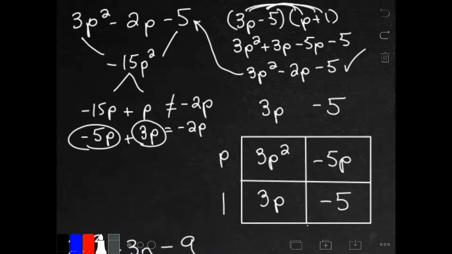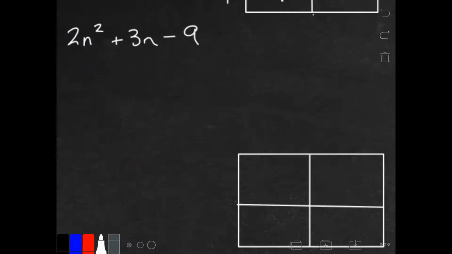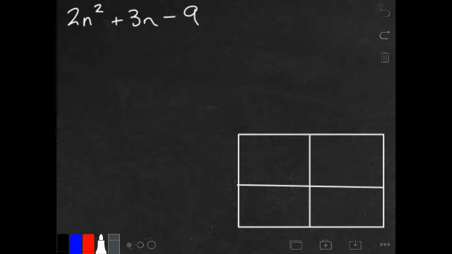So my final answer, and I'm going to rewrite it in the bottom left, is indeed 3p minus 5, p plus 1. And then we go ahead and we circle that for our teacher to see. Let's do a couple more together. 2n squared plus 3n minus 9.